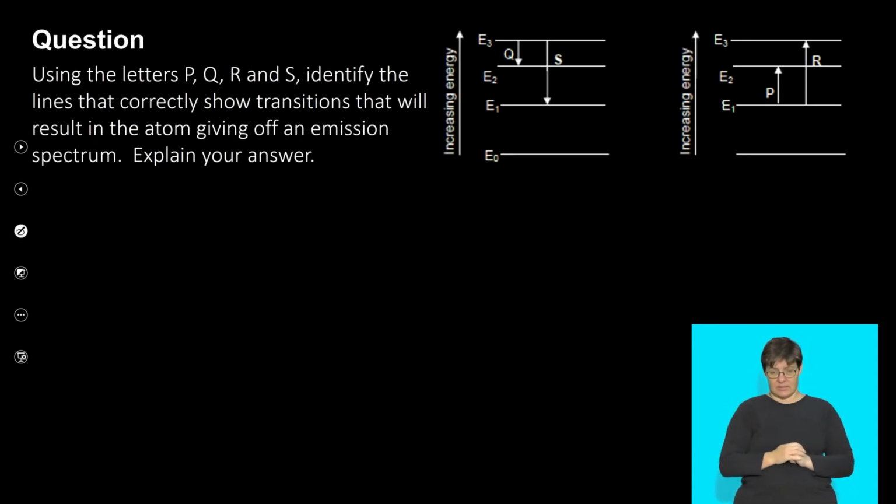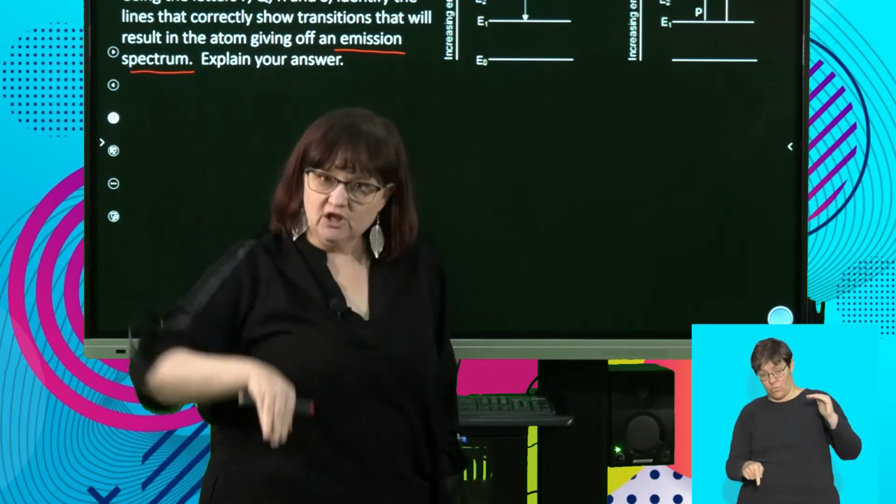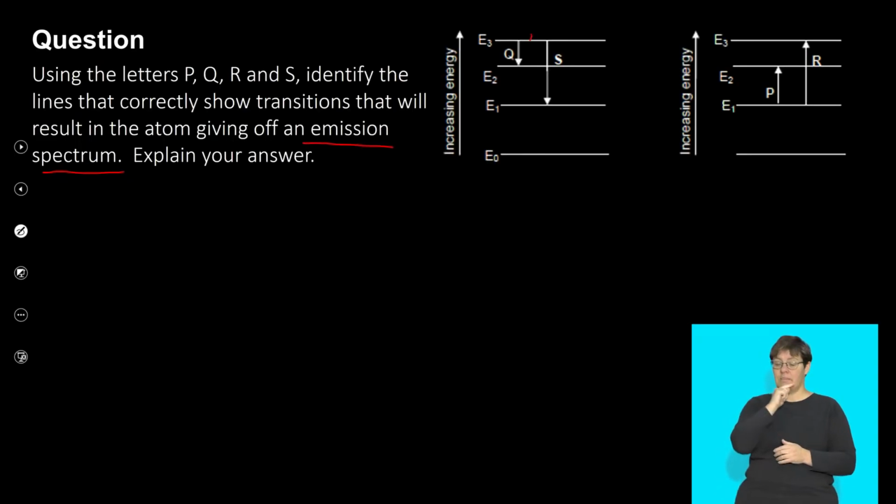Then they say, using the letters P, Q, R, and S, identify the lines that correctly show transitions that will result in the atom giving off an emission spectrum. Emission means that energy needs to be given away. We only get an emission spectrum when the electrons go from a high energy level to a low energy level. So it's Q and S, okay? So Q and S are the ones that show the transitions.